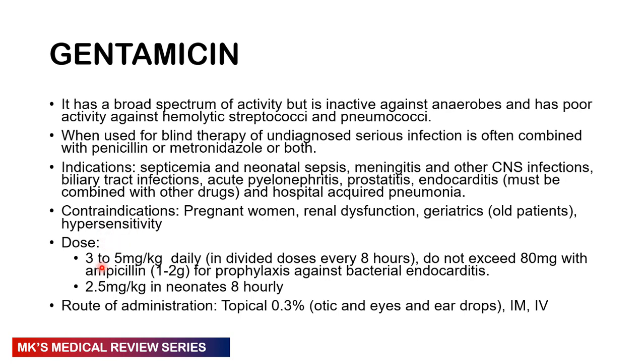Here's the dosage. 3 to 5 milligrams per kg daily in divided doses every 8 hours. So in 3 divided doses. Then of course you should not exceed 80 milligrams if you're combining it with ampicillin. Let's say you're using ampicillin at a dose of 1 to 2 grams. Then of course this can be done for prophylaxis against bacterial endocarditis. In neonates we give it at 2.5 milligrams per kg 8 hourly. We can also give it topically as eardrops or eye drops, about 0.3%. We can give it IM. We can also give it as IV.